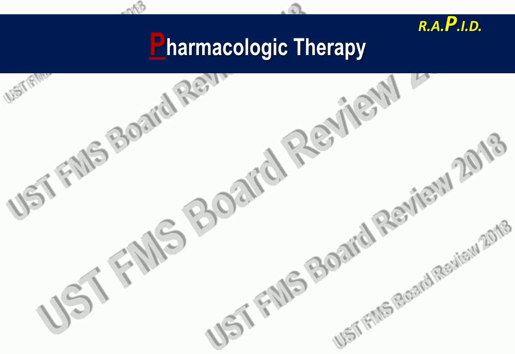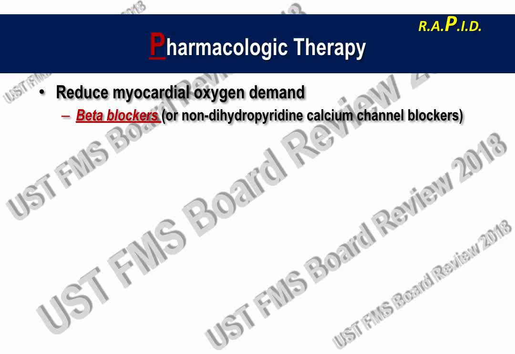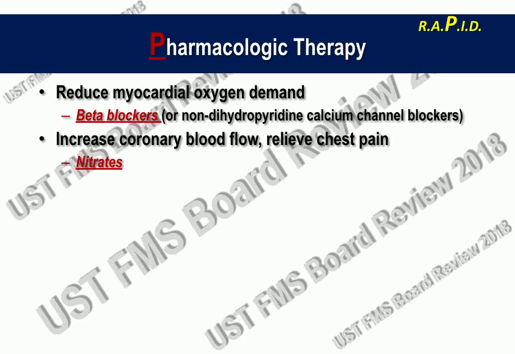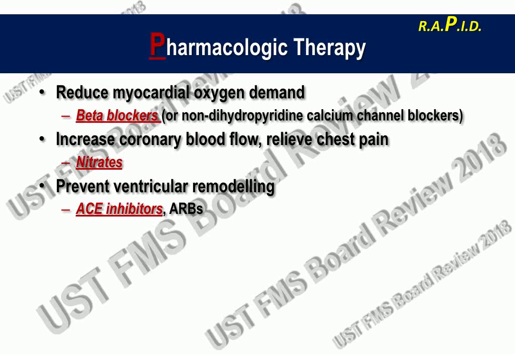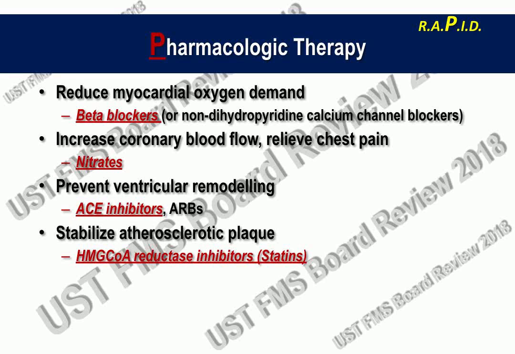Taking further focus on the pharmacologic treatment, you need beta blockers to reduce myocardial oxygen demand. You give these patients nitrates. These are meant to increase coronary blood flow as well as to relieve chest pain. ACE inhibitors are ideally given to prevent ventricular remodeling. And finally, you give statins regardless of the cholesterol level, because these are meant to stabilize the atherosclerotic plaque.